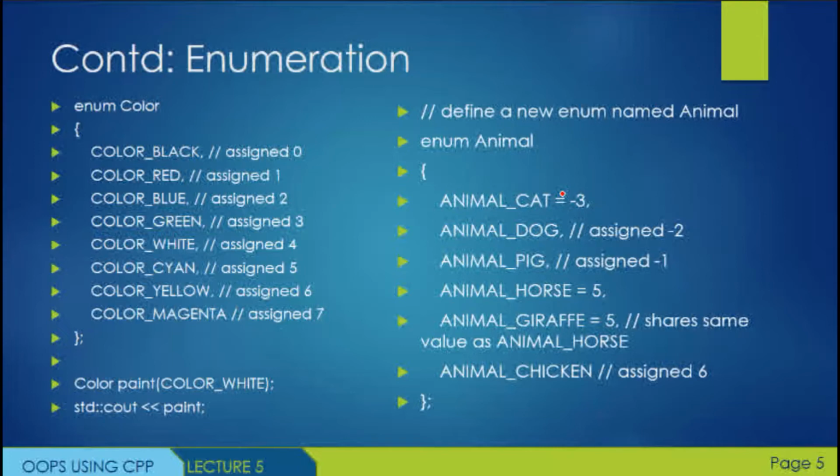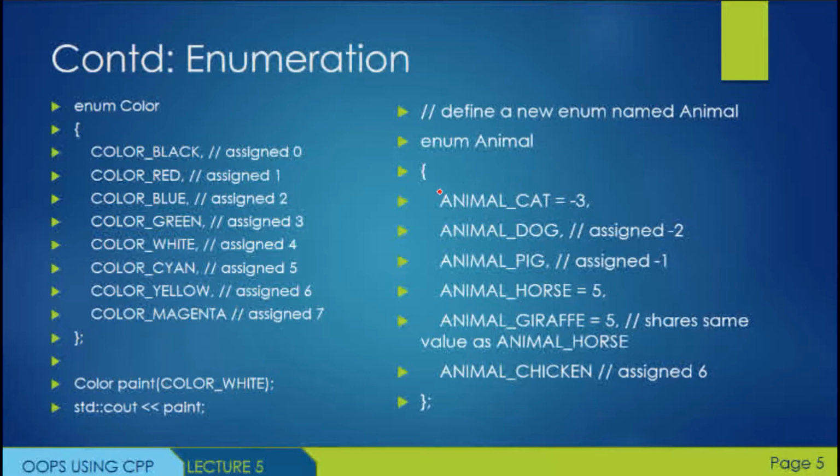It is possible to explicitly define the value of an enumerator. These integer values can be positive or negative and can share the same value as other enumerators. Any non-defined enumerators are given a value 1 greater than the previous enumerator.